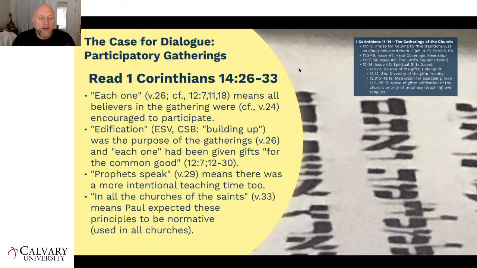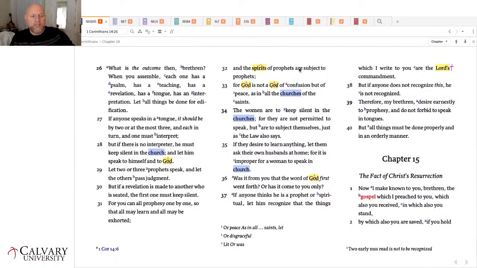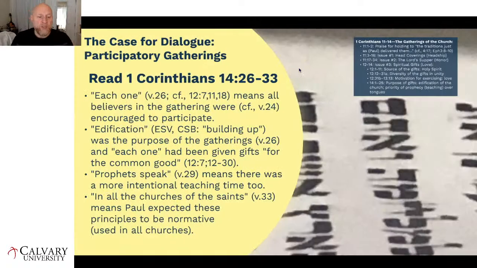So he also says, in verse 29, if you recall, "Let two or three prophets speak and let the others pass judgment." This tells us that there was a more intentional teaching time too. It's two or three, not just one, which I think is a fascinating idea. But when he's talking about prophets there, he's talking about people speaking in the language of the church. Whether they're receiving new revelation or not, they're speaking in the language of the church, building up the body of Christ in a language that they can understand.